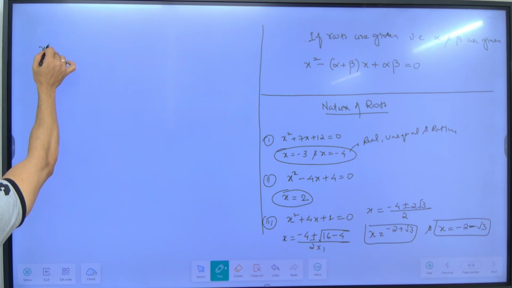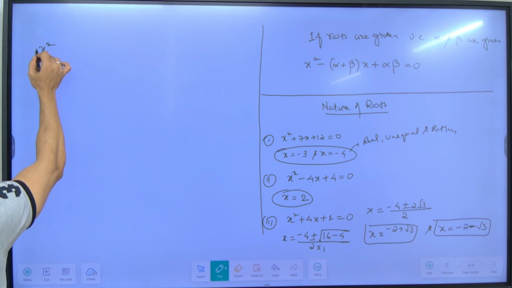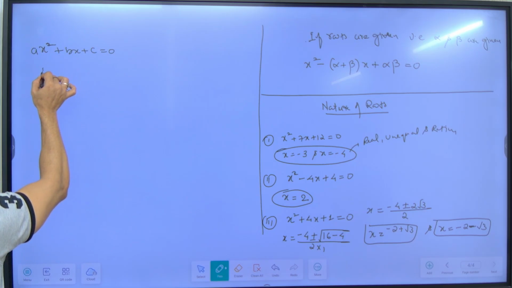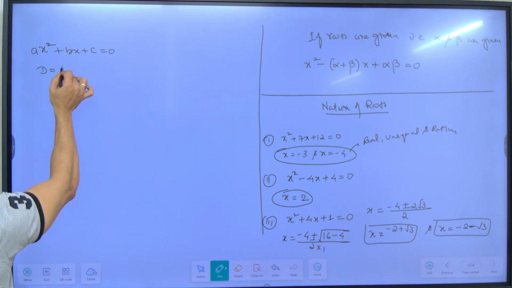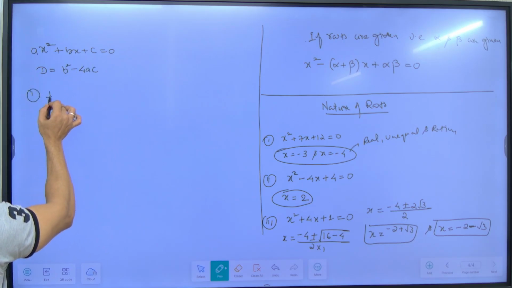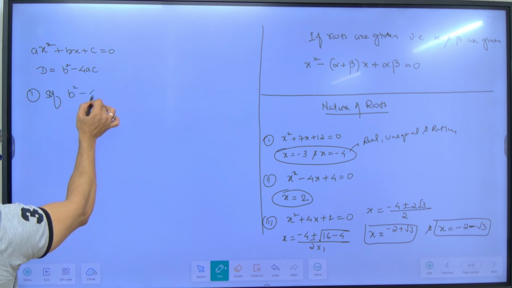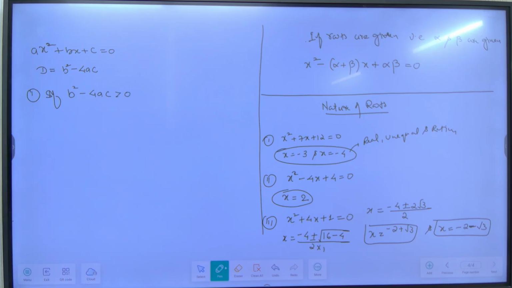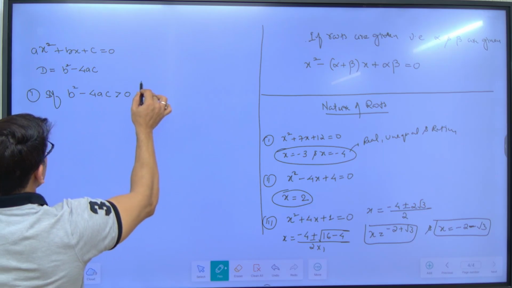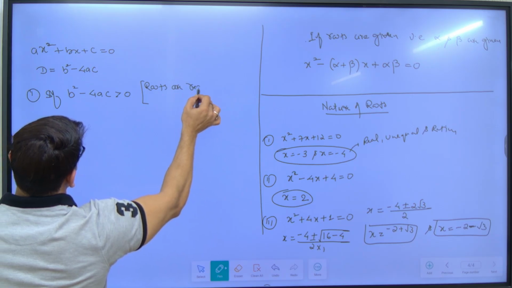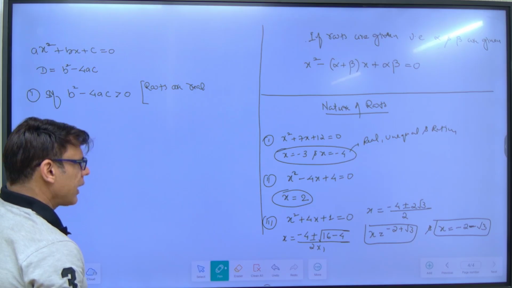We have, let's say, ax square plus bx plus c is equal to 0. So first you find out discriminant. Now discriminant is nothing but b square minus 4ac. Now first case, if b square minus 4ac is greater than 0, then one thing is for sure, that your roots are real and unequal.